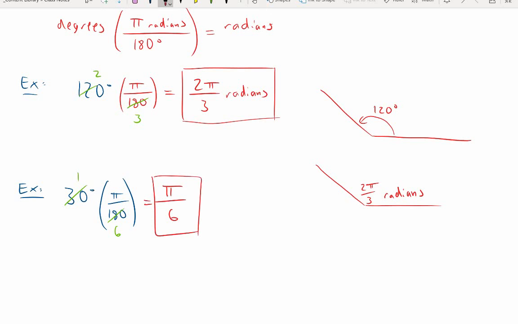There's no symbol for radians. You don't have to write out radians every time. Anytime you see an angle measure with pi in it, we'll all know that you're talking about radians. So we don't really need to label the unit there. We can just write pi over 6. If you want to, you're welcome to write radians.